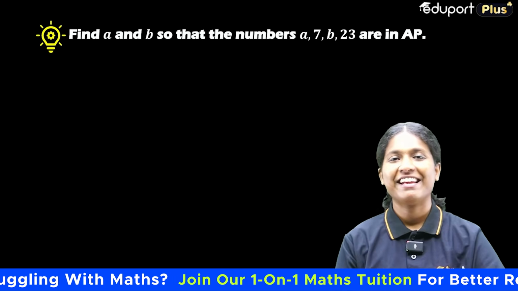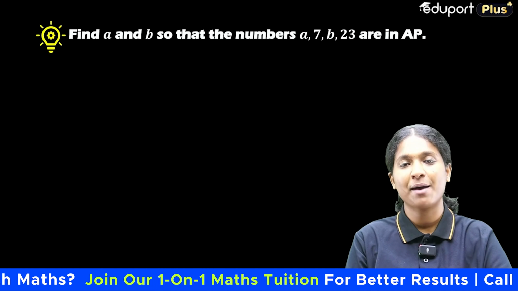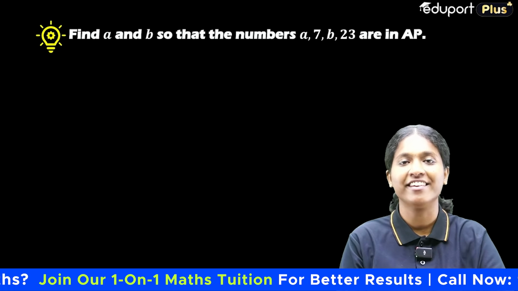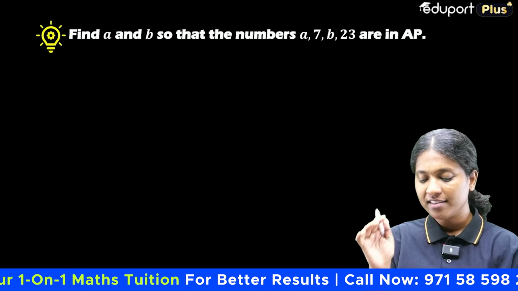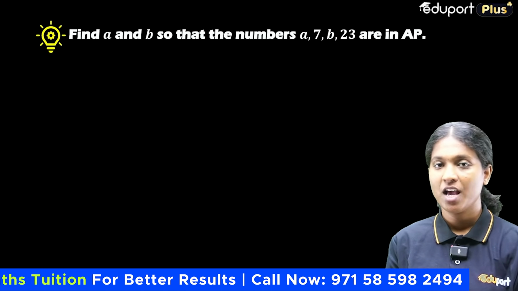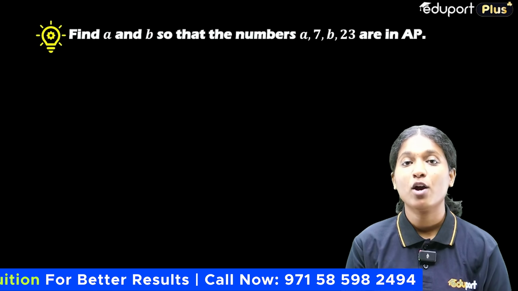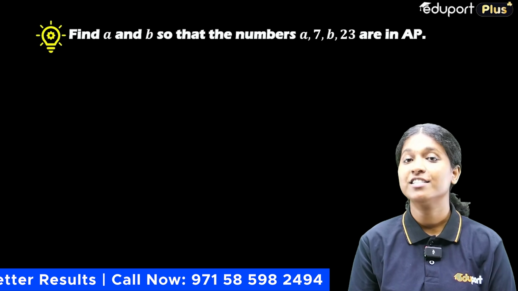Alright, now we can discuss each type of question from each concept of this chapter that CBSE asks every year. So, the first question is, find a and b so that the numbers a, 7, b, 23 are in AP. So we know that in an AP there will be a common difference, that is, the difference between any consecutive numbers is constant.